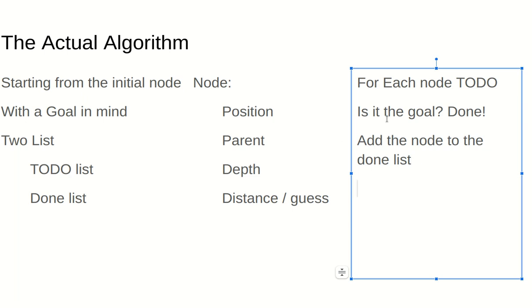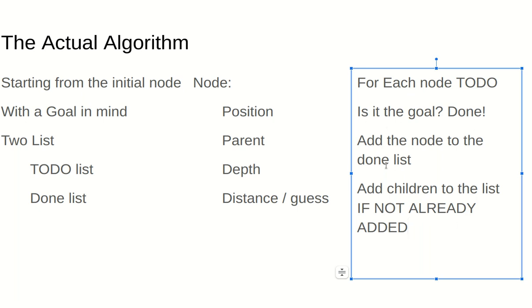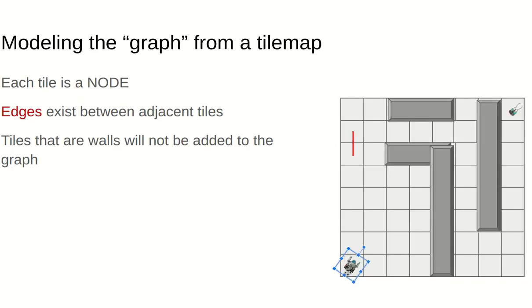Then what we're going to do is add our children to the list if not already added. And then we repeat. So this is actually a remarkably simple approach once you wrap your head around it. So for each node in our to-do list, let's take a look at what this would look like. Starting from our starting position, I would add my node to the to-do list and I would begin. Then, am I the goal? No, I'm clearly not the goal. All right, add my two neighbors to the list, this one and this one.